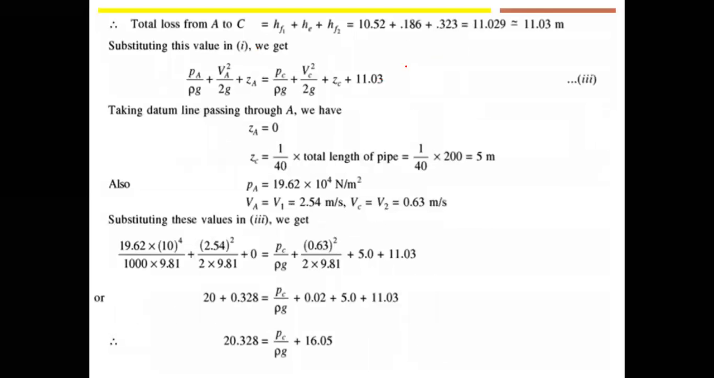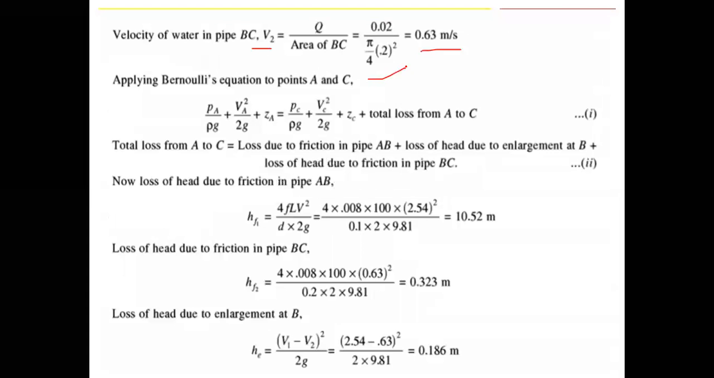Because here two pipes are given, two diameters are given, we apply the Bernoulli's equation. PA by rho g plus VA square by 2g plus ZA at A equals the same terms at outlet C, plus total energy loss from A to C. The total loss from A to C is equal to the loss due to friction of the pipe AB plus loss due to the head of the enlargement at B plus the head loss due to the section C. Because here there are 3 sections.